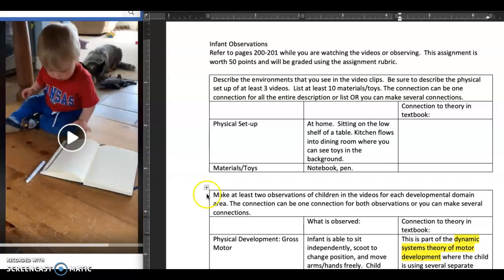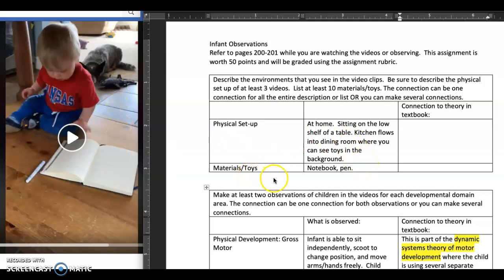Let's first come to the worksheet over here where you see physical setup. I just briefly describe the environment. So it's at home, sitting on the low shelf of a table. Kitchen flows into dining room where you can see toys in the background. And you can see there's a stuffed animal and like a little plane or a car or something with wheels. I think that must be a dog toy, but I'm not sure, but another stuffed animal.